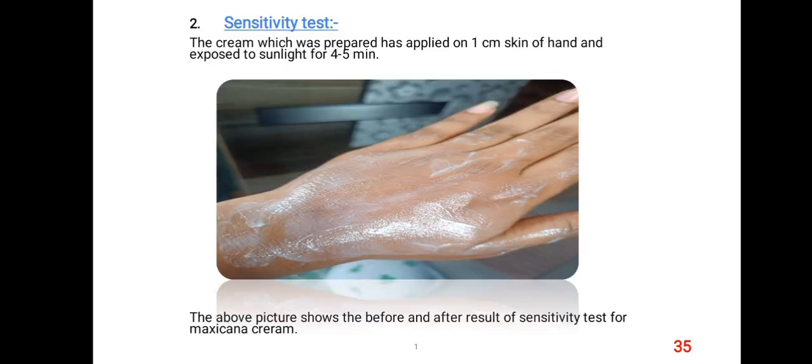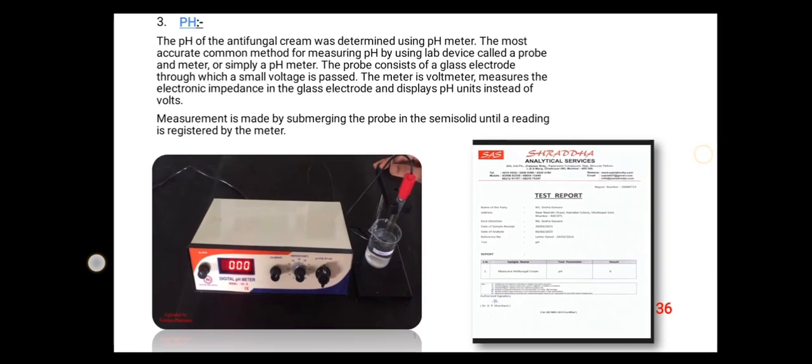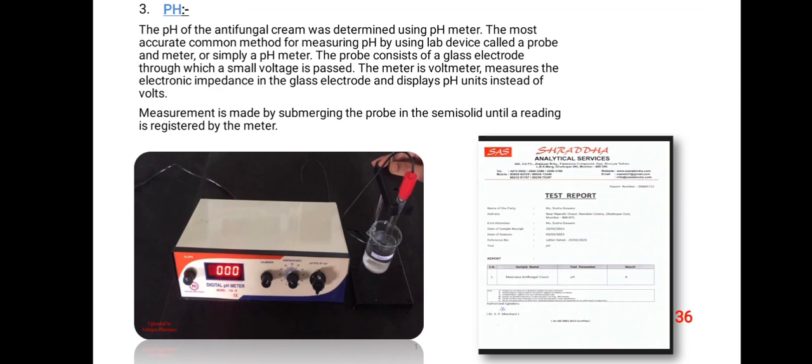Removal: the ease of removal of the applied cream was examined by washing the applied part with tap water. Then we did a sensitivity test. The cream which was prepared was applied on 1 cm of skin on the hand and exposed to sunlight for 4 to 5 minutes. The above picture shows the before and after results of the sensitivity test of Mexicana cream. Then we did pH. The pH of the antifungal cream was determined using a pH meter, the most accurate common method for measuring pH, using a probe and meter. Measurement is made by submerging the probe in the semi-solid until the reading is registered by the meter.